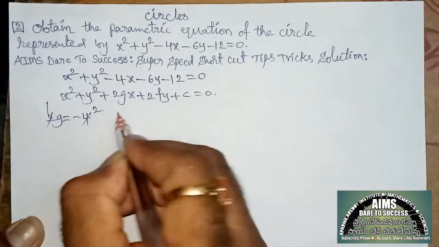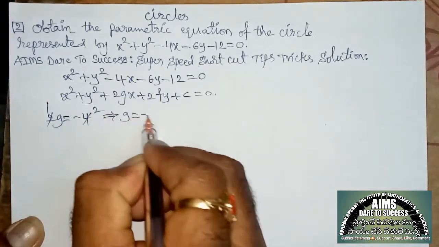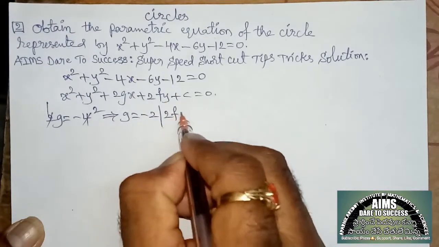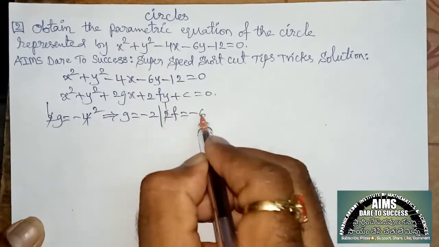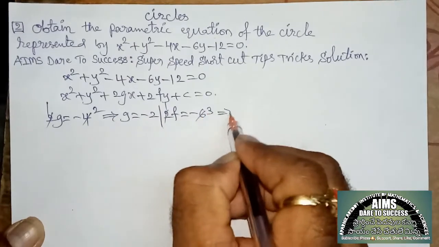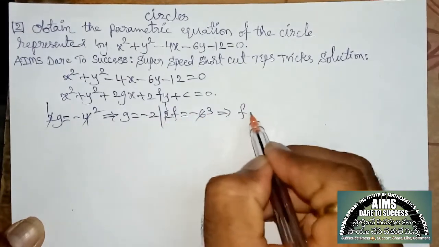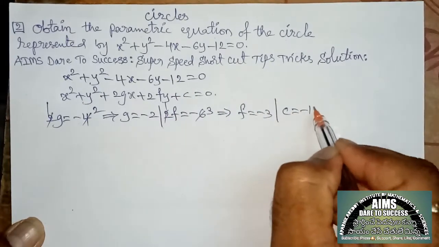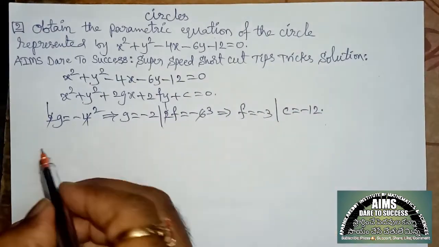Cancellation: 2 ones are 2, 2 twos are 4. Next, the g value is −2. Comparing with the y coefficient, we get 2f equals −6. Cancellation: 2 ones are 2, 2 threes are 6. Next, the f value is −3. And lastly, the constant term c is equal to −12.